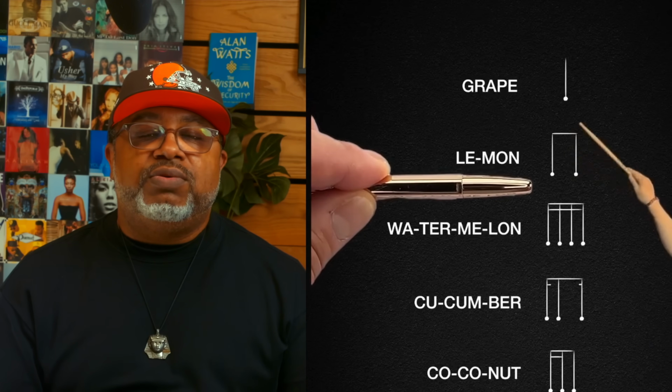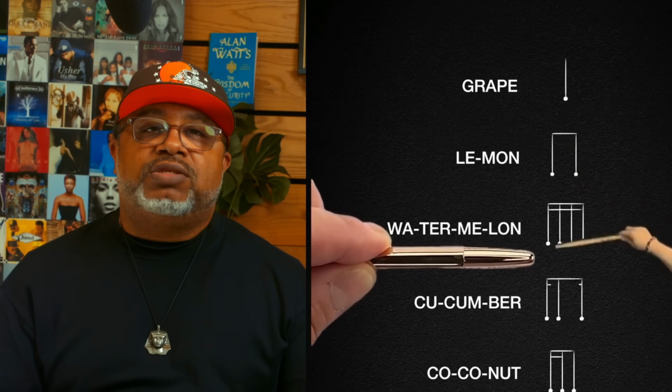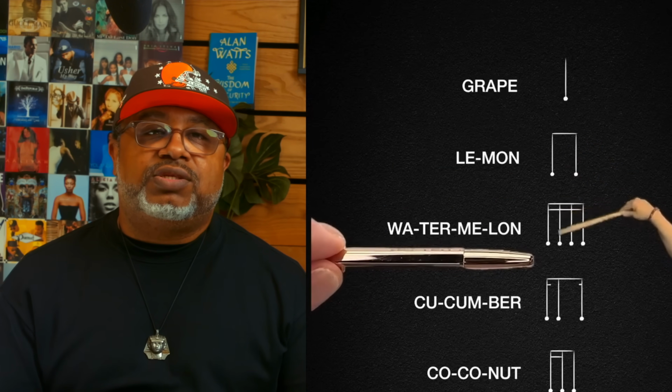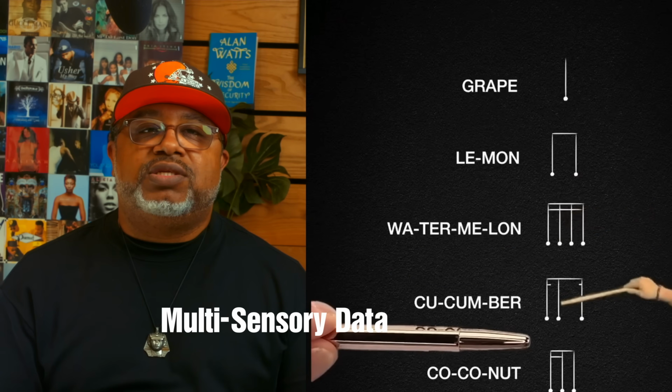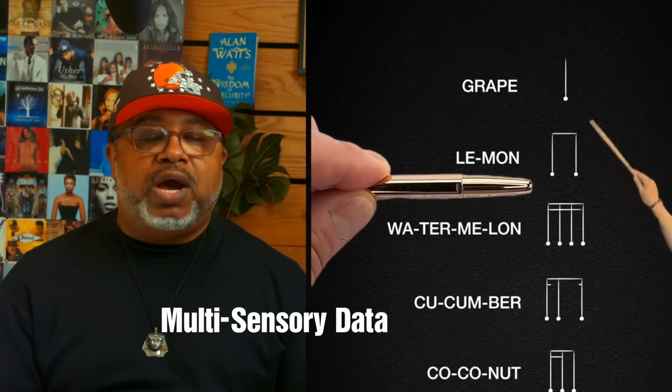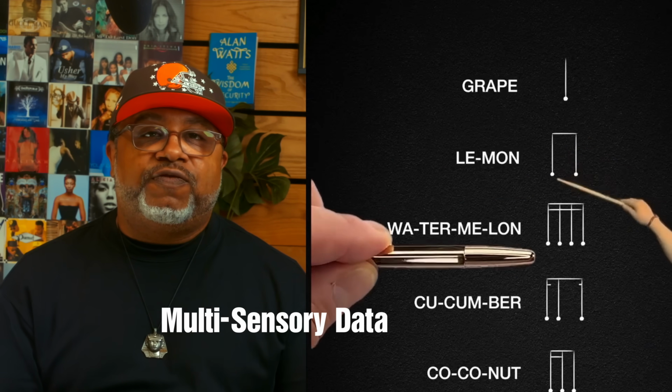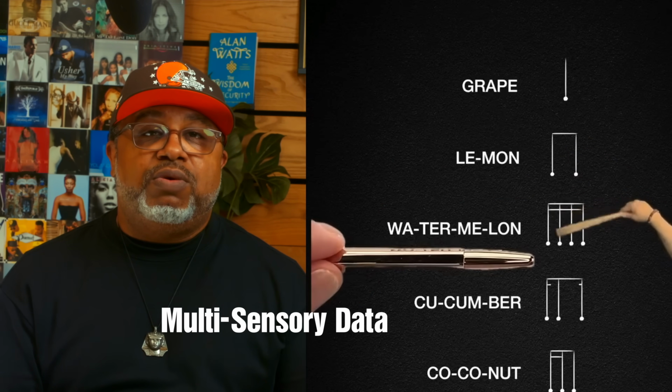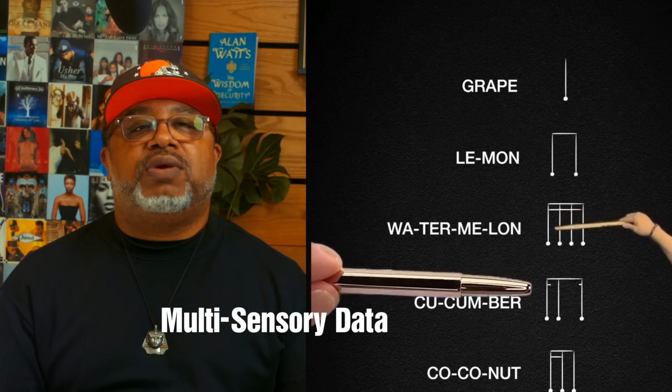Also, because they're using food, every word has a taste. So it's multi-sensory. What do we know about multi-sensory? Multi-sensory data stays in your mind longer. It's easier to recall. Watermelon has a color. It's a fruit that you're familiar with, and you know what it tastes like. Guess what it also has? A shape. You're also in your brain associating the shape of the food with the rhythm, with the note.